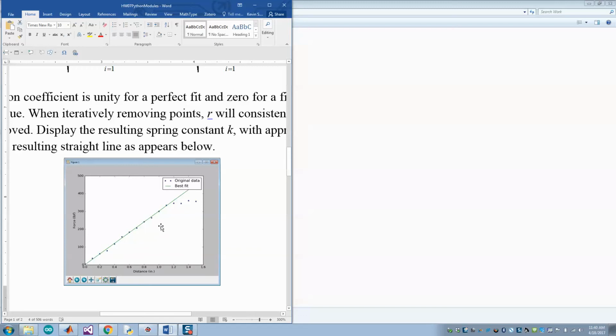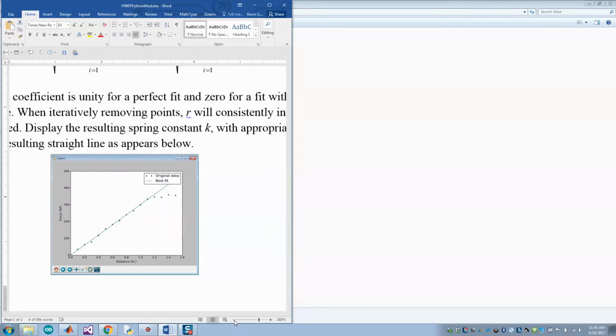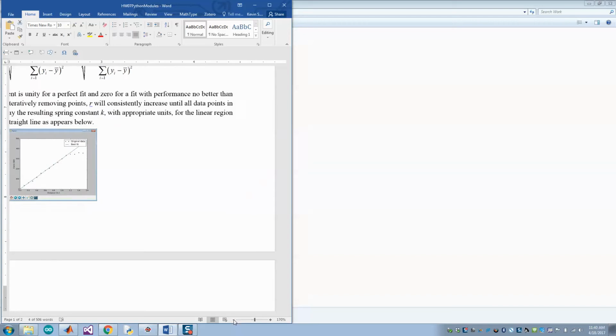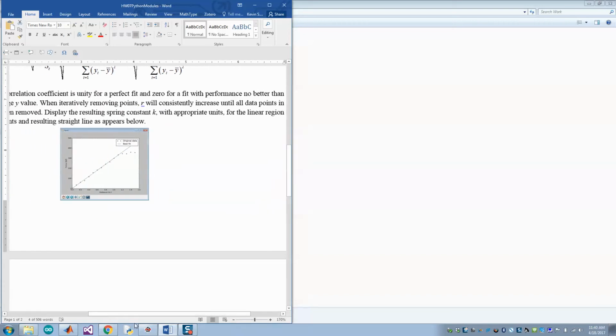Now, a human looking at this data can see that maybe these four points here don't fall on this straight line. Perhaps we shouldn't consider those four points because those are in the nonlinear region of the data. So what we would like is for the computer to automatically detect that indeed those four are the four that we don't want to include, and we want to draw the line based on all of the others. We want the computer to be able to automatically make that decision. So how do we work on getting the computer to automatically make a decision like that?